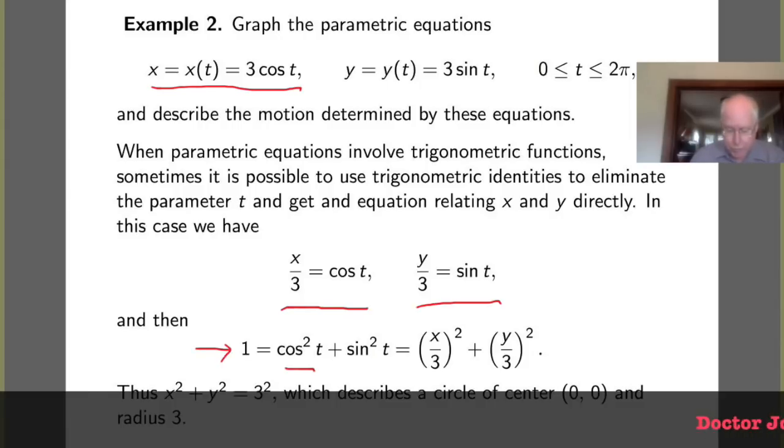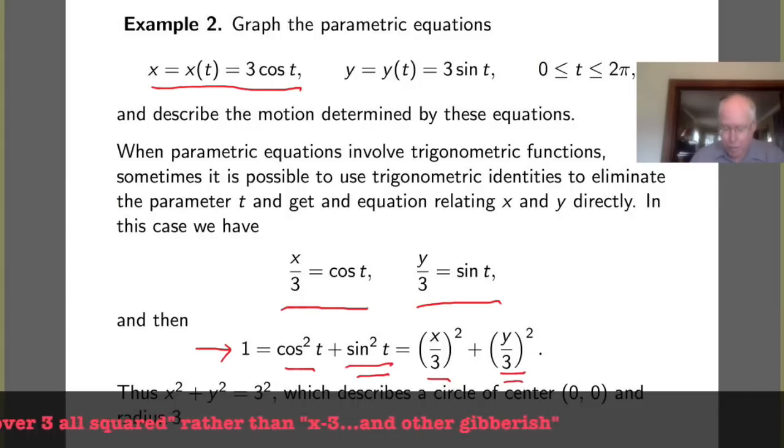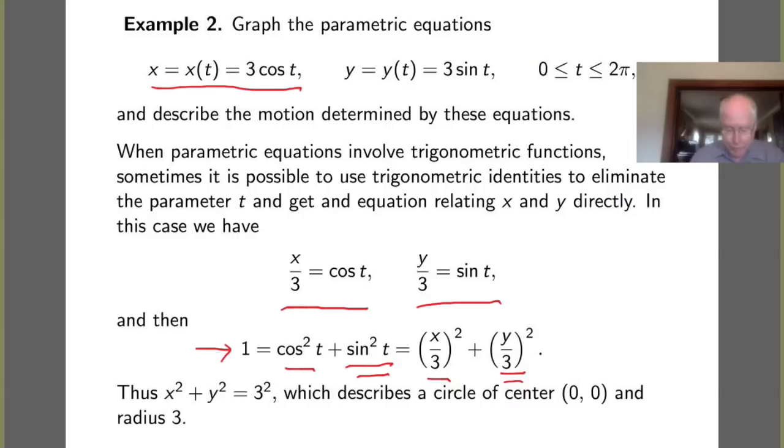And then the cosine squared is the x over 3 squared. The sine squared is the y over 3 quantity squared. And this shows us then after a little algebra that x squared plus y squared equals 3 squared. And that's probably a more familiar form for the circle for many of you. Circle of center 0, 0 and radius 3.